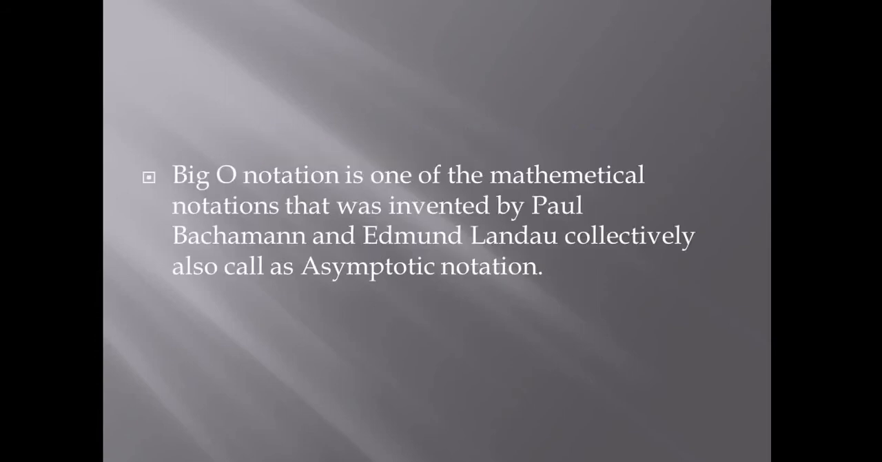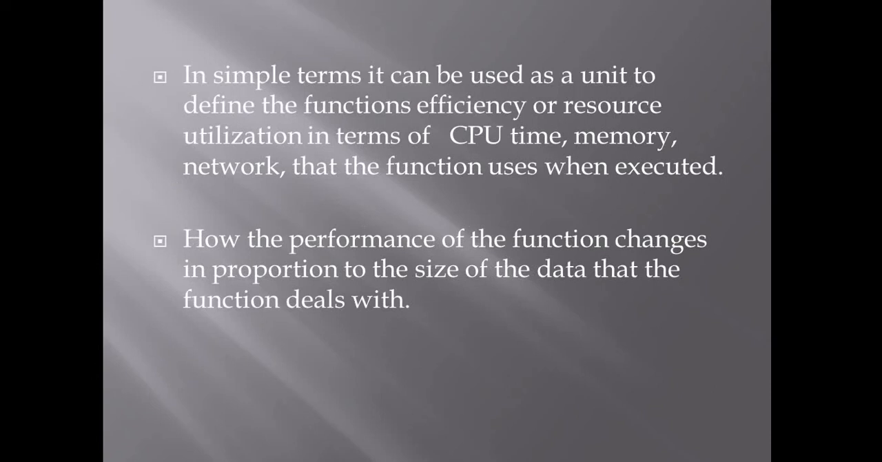Big O notation is one of the mathematical notations that was invented by Paul Bachmann and Edmund Landau, collectively also called asymptotic notation. Some people refer to this term as asymptotic and some people refer to it as Big O. In this video, I will be referring to this as Big O as we proceed further.